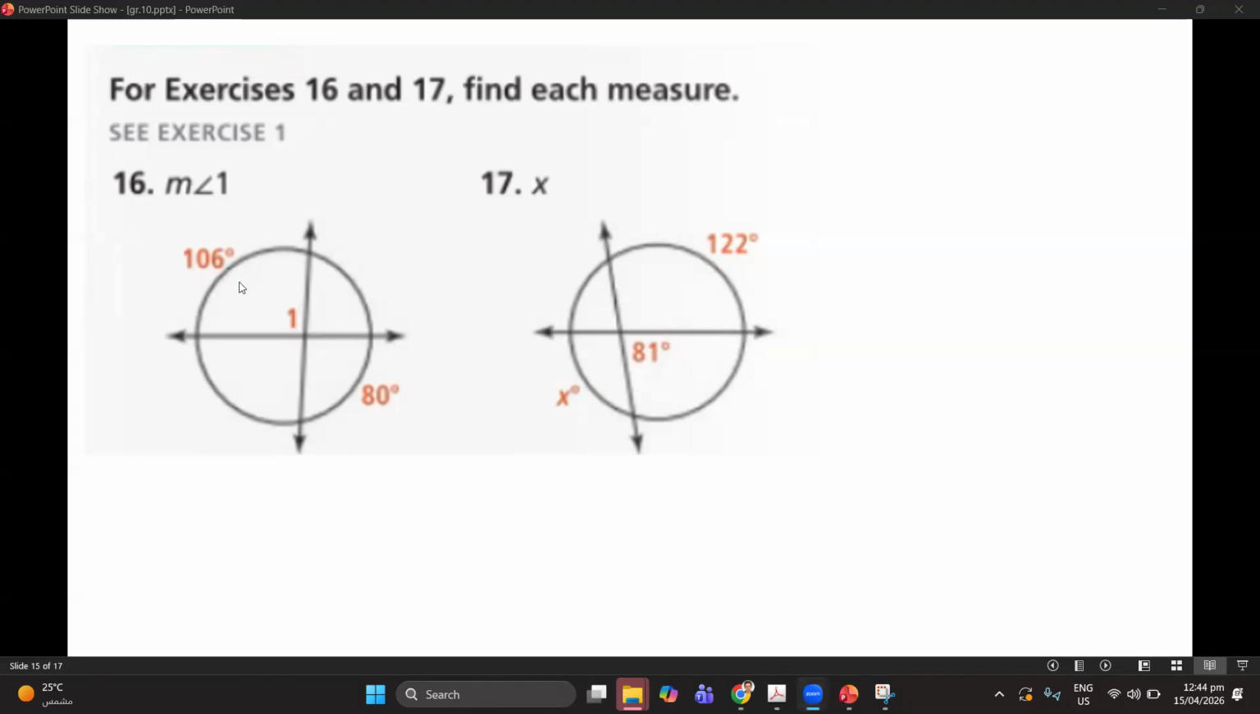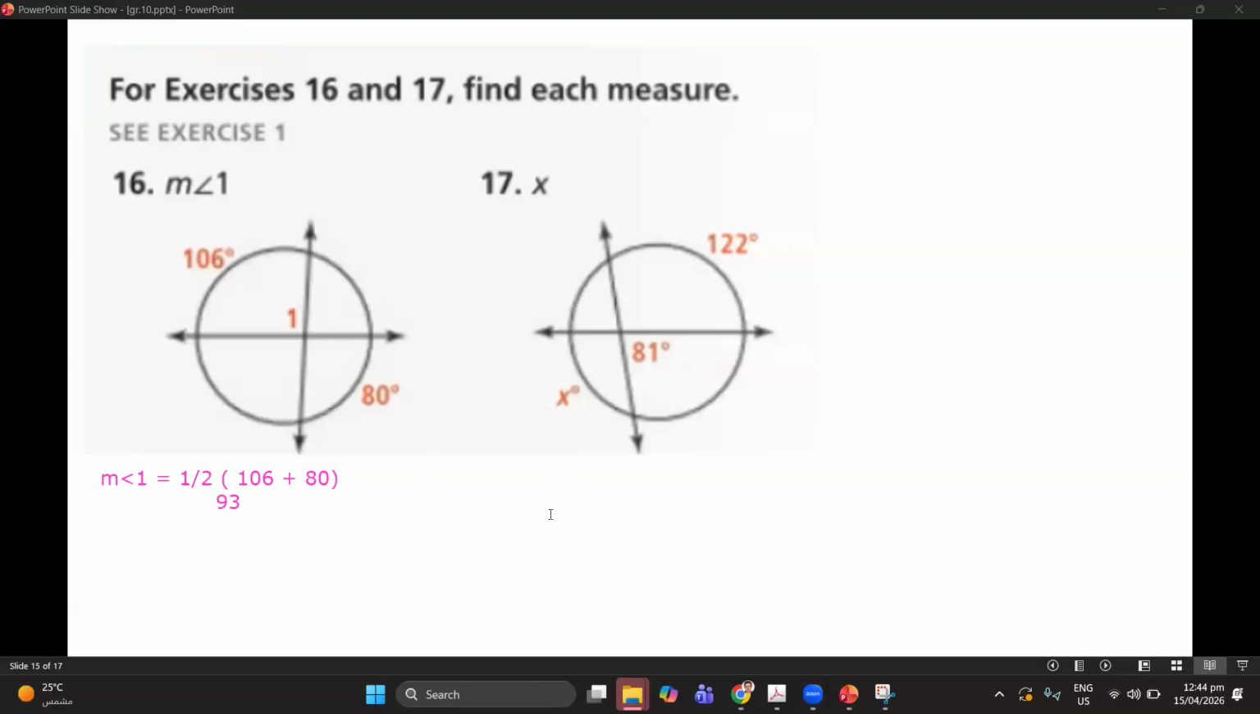Fine. Now here, the measure of angle 1. The same idea. How can I find the measure of angle 1 here? Half of 80 plus 106. Bravo. So the measure of angle 1 is half of 106 plus 80, which is 93. Thank you.